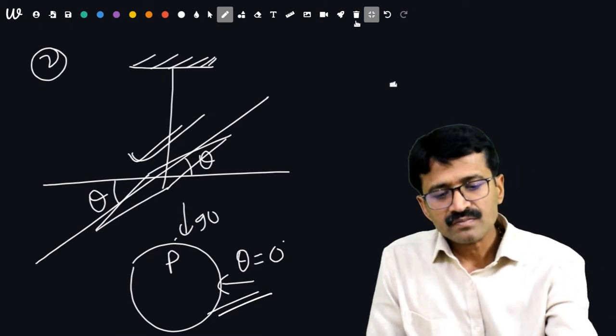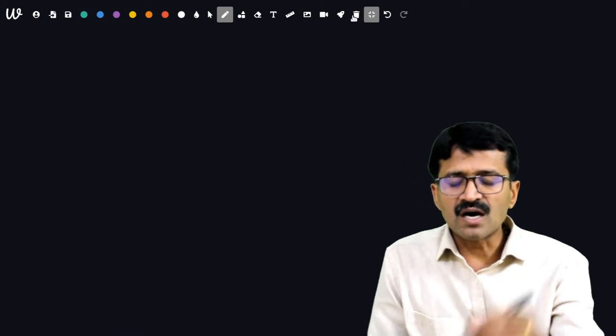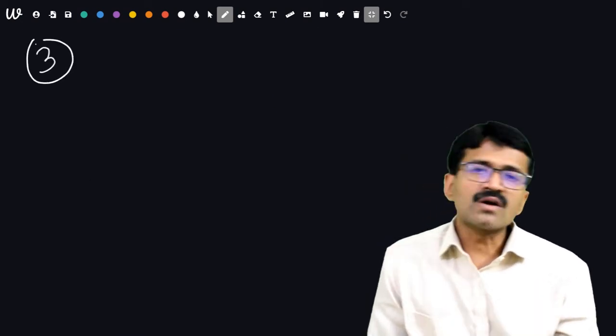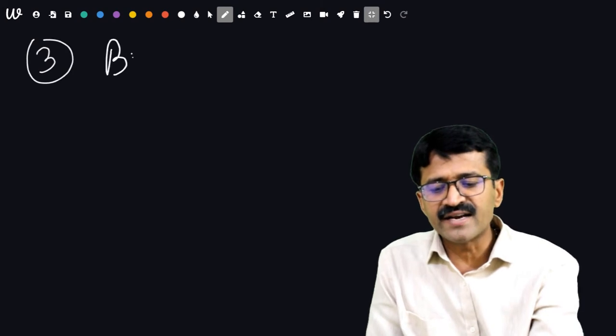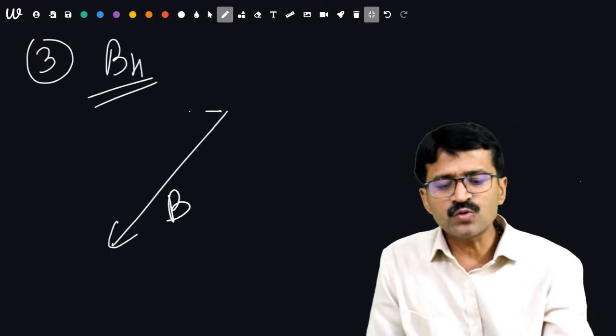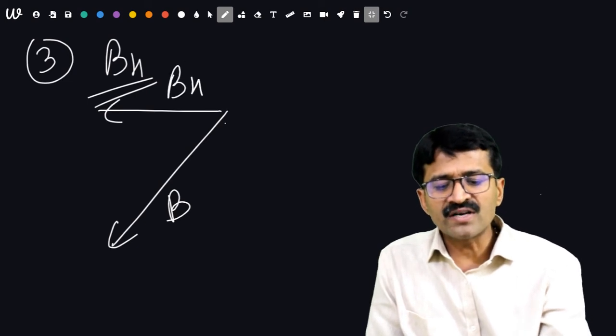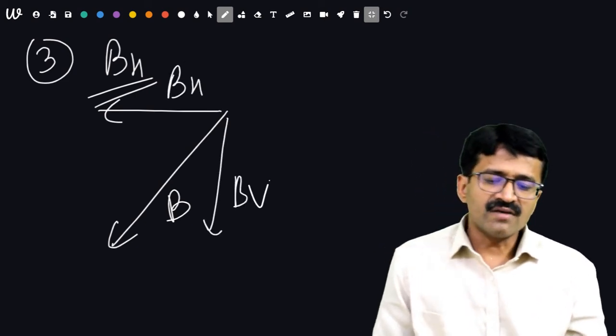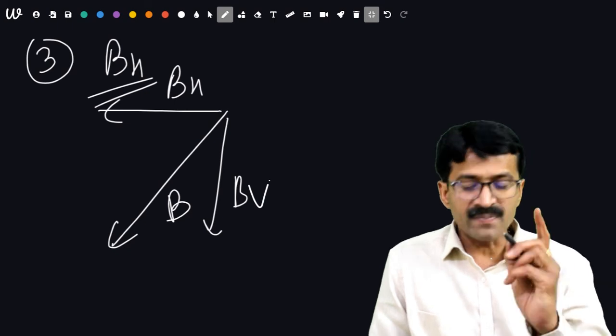Now let us discuss about the third one. Third is horizontal component of Earth's magnetic field, that is BH. We know that Earth's magnetic field B has two components. One is horizontal and other is vertical. The vertical and horizontal components are mutually perpendicular.